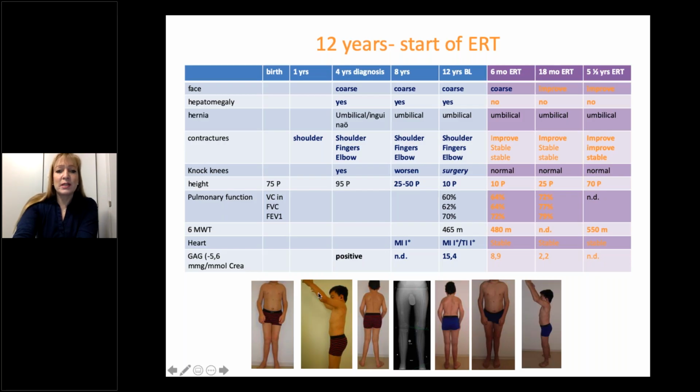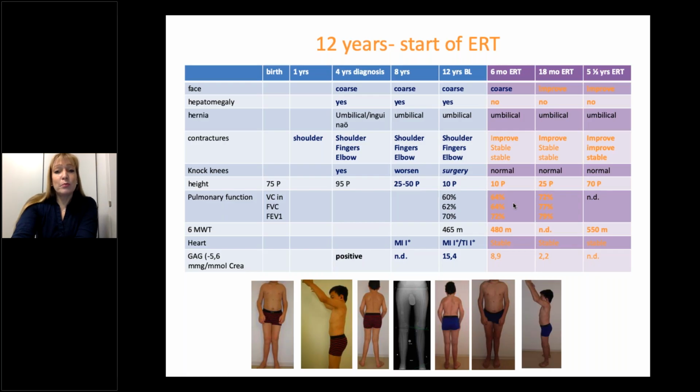On the pictures, you see that in 1 year he improved in the shoulder mobility. You see in the 6-minute walk test he improved also here. He improved or had stable results in the contractures of his joints, and also his face improved, and I will show you later. For sure he had also an improvement in the pulmonary function.